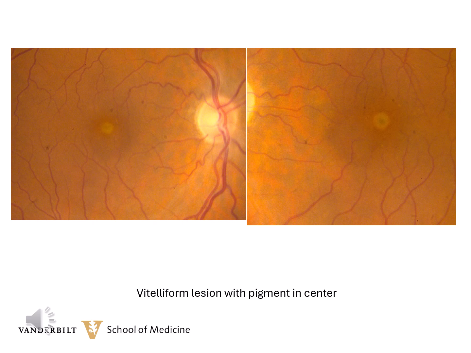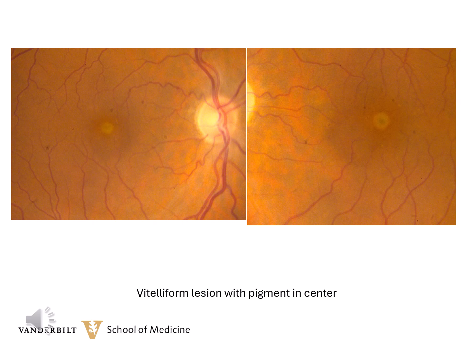Here's another common presentation of pattern dystrophy. This is a 50-year-old female with vision of 20/20 in the right eye and 20/30 in the left eye. She has a slightly different but common presentation. Her vitelliform lesion is smaller than the previous patient, and she also has a small spot of pigment in the center of the vitelliform lesion. You can see it more easily on the left eye than you do on the right eye.